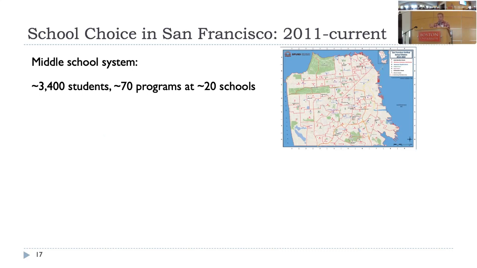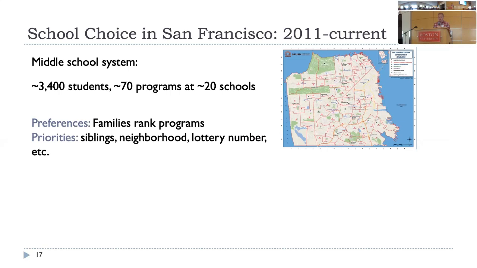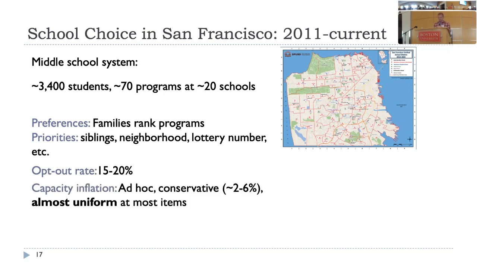We helped San Francisco Unified School District redesign the middle school assignment system. This consists of 3,400 students and about 70 programs in 20 schools. The preferences are made by families ranking the programs. They don't have to be the same as in our assumption. The priorities are made by certain aspects, such as the students from a certain neighborhood, and there is a lottery number. The opt-out is pretty high: between 15 and 20% of the students go to private schools in the end. The previous capacity inflation was applied in a more ad hoc, conservative way, between 2 to 6% at the less popular schools, and basically nothing at the more popular schools.